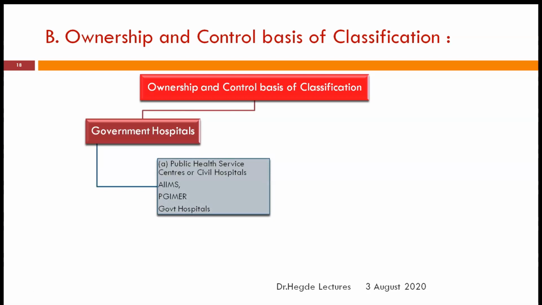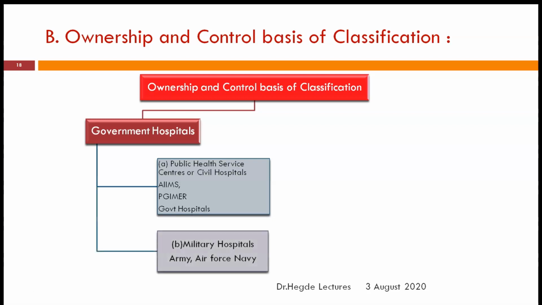In the government hospital, we can see the public health service centers or civil hospitals, which include the All India Institute of Medical Sciences, AIIMS, in New Delhi, or the Post-Graduate Institute of Medical Education and Research in Chandigarh, Pondicherry, and some other government hospitals. All these hospitals may be associated with teaching institutions like medical colleges.